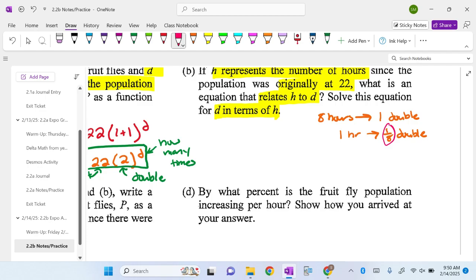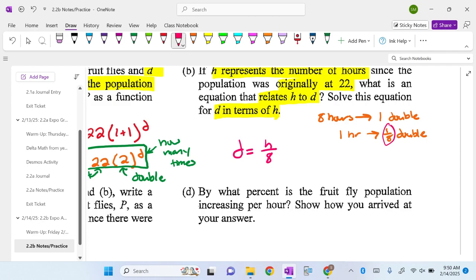So if we want to solve for D, we don't know how many times we're doubling or if we're doing a complete double, if we're doing it based off of hours. So like I said, we probably have to divide H by 8 so we know for certain how many times that doubling happened.